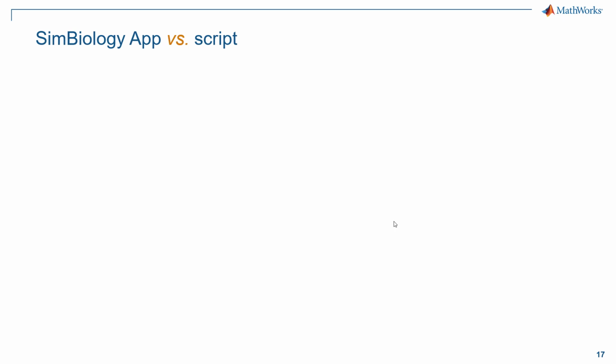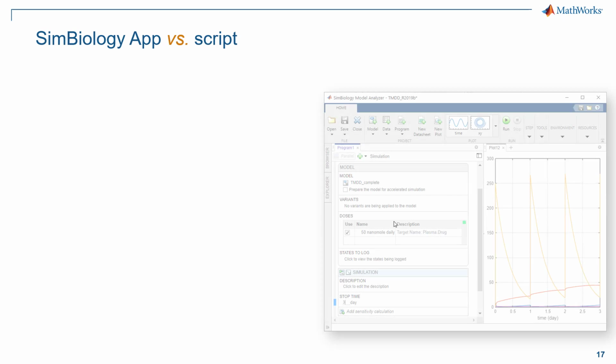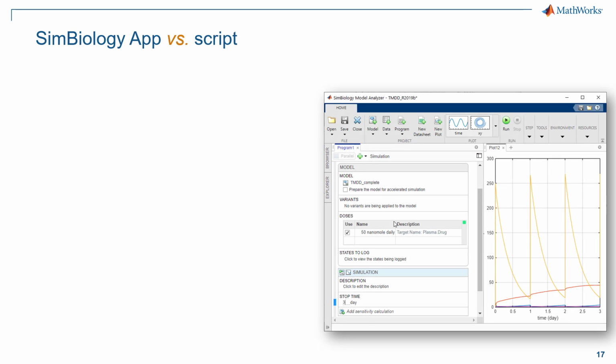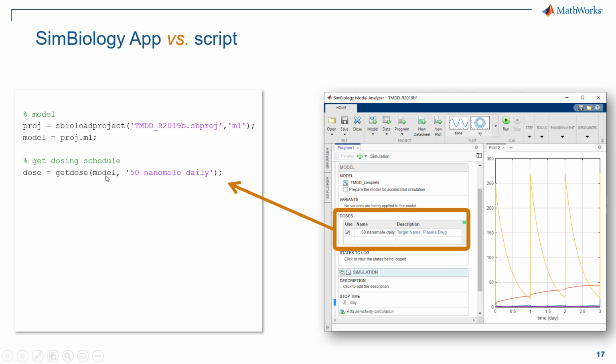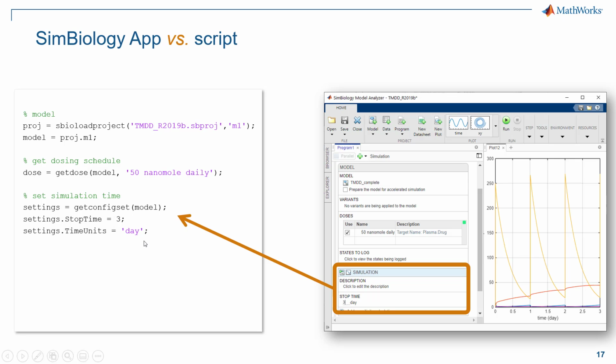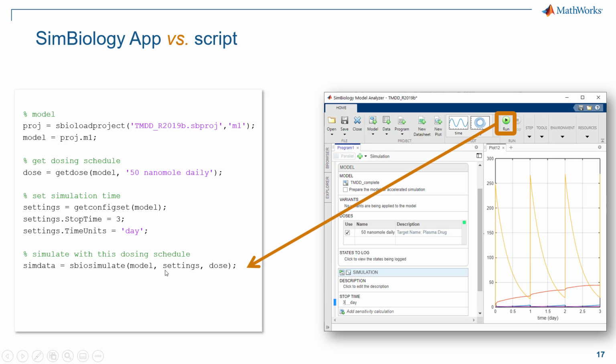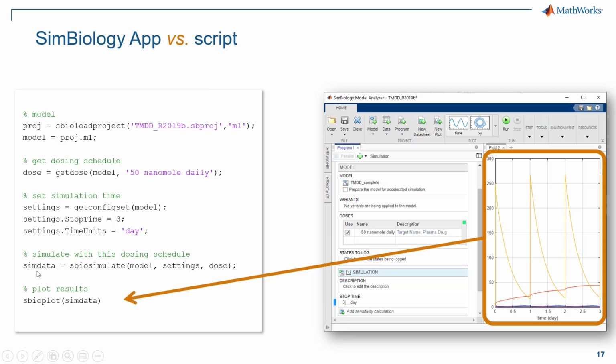The other thing I alluded to was that you can use SimBiology both in an app as well as programmatically. So we can have a brief look at that. Say a typical simulation program, we can have equivalent code for that program. We could load our project and select our model from our project. Then find from this model one of the doses that's called 15 nanomole daily, and then set the stop time to be 3 days. Then simulate our model with those settings and the dose, and lastly, we plot the simulation data and we get a plot like that. So that's to say that you can do anything programmatically that you can do in the user interface.